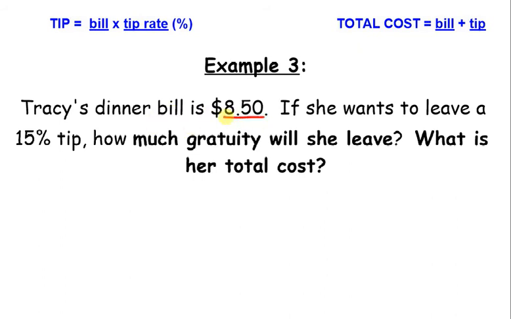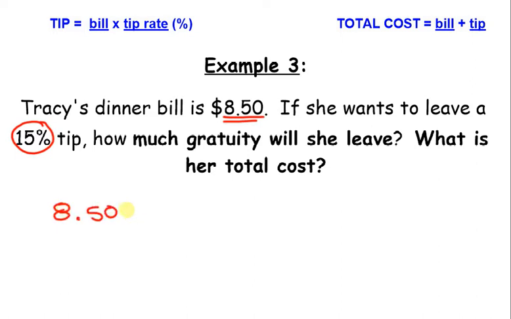Tracy's dinner bill was $8.50. If she wants to leave a 15% tip, how much gratuity will she leave? And what is her total cost? So 2-part question. First, how much is the gratuity? Second, when you add it together, what is her total cost? Okay, so let's start off by figuring out the gratuity.